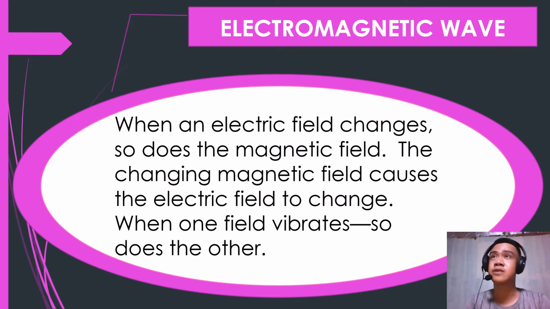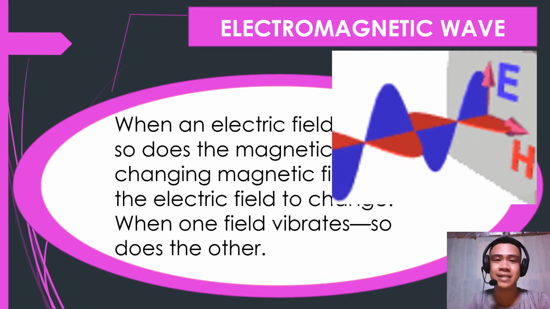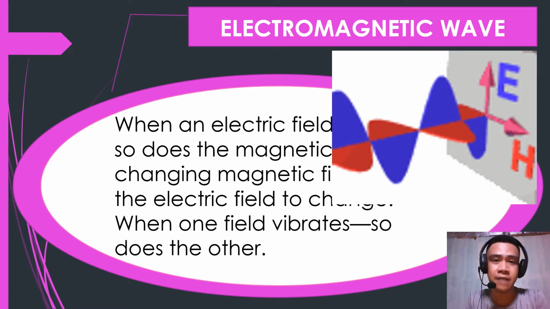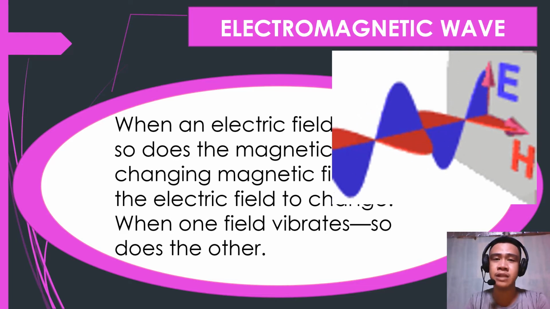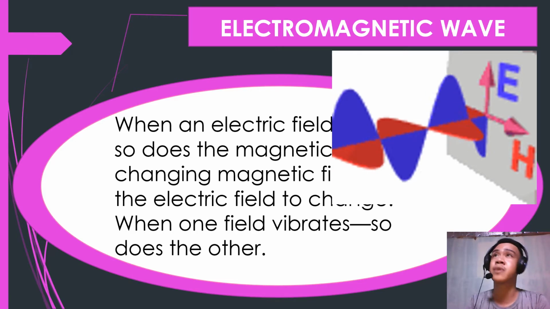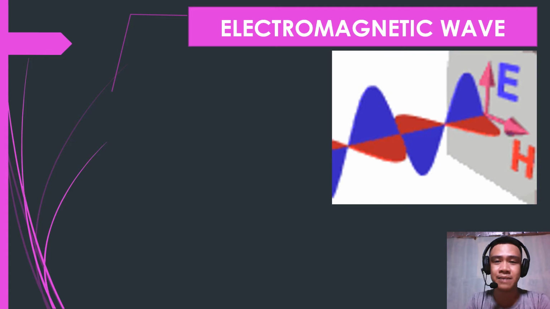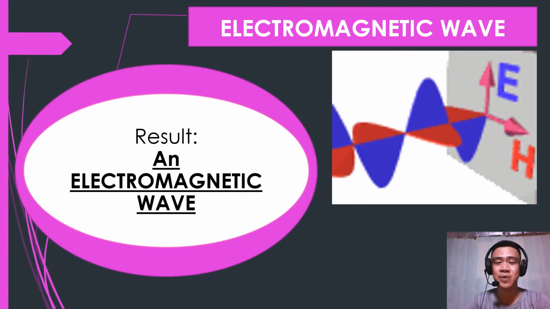When an electric field changes, so does the magnetic field. The changing magnetic field causes the electric field to change. When one field vibrates, so does the other. So this means that the electric field and magnetic field of an electromagnetic wave are perpendicular to each other, meaning they form right angles. They are also perpendicular to the direction of the EM wave. As a result, the outcome is an electromagnetic wave.